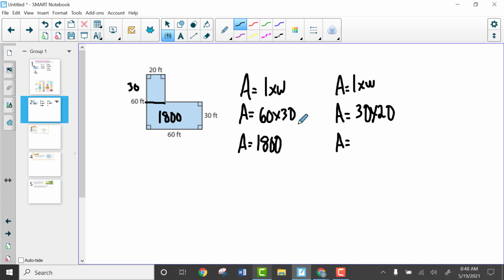The area for this rectangle is going to be 600. And then what I like to do is I just like to write it in there. And this is helpful if you have multiple shapes that you're dividing your polygon into. And then from there, we just add 1,800 plus 600. And that's going to give me the area of 2,400 square feet.